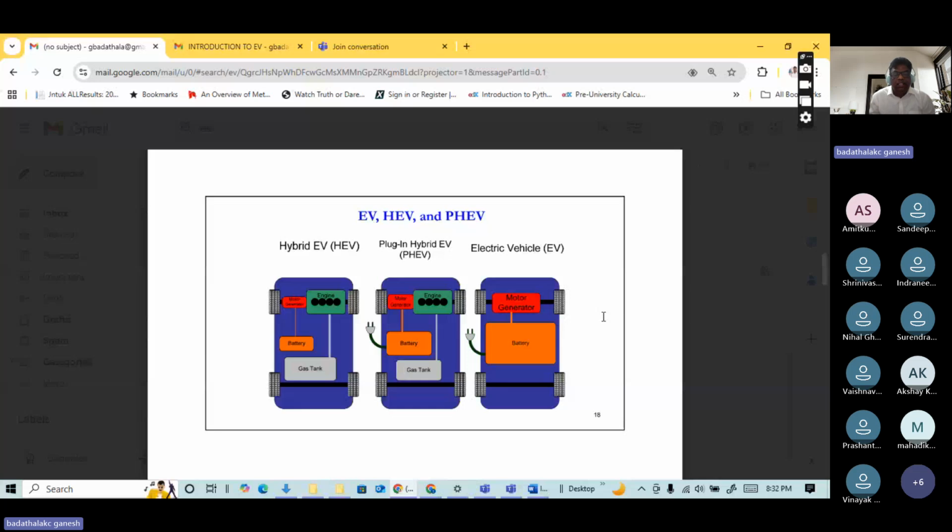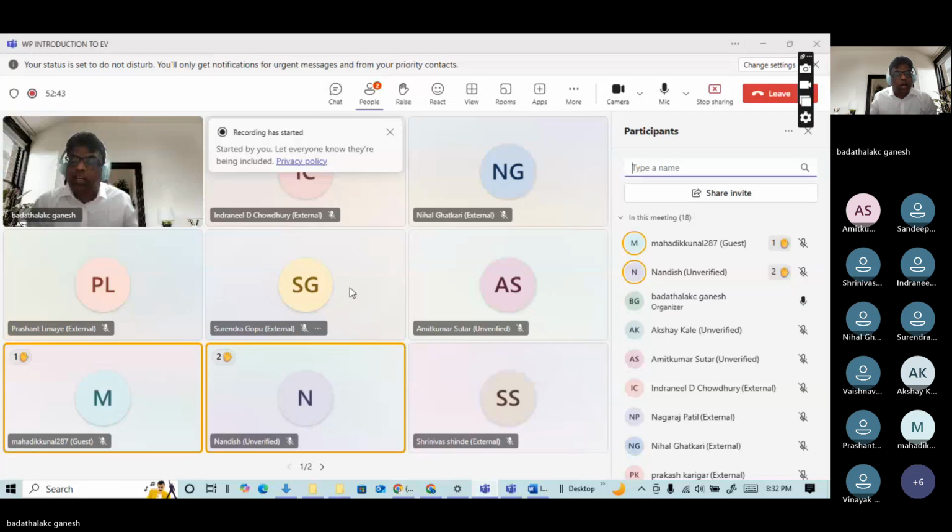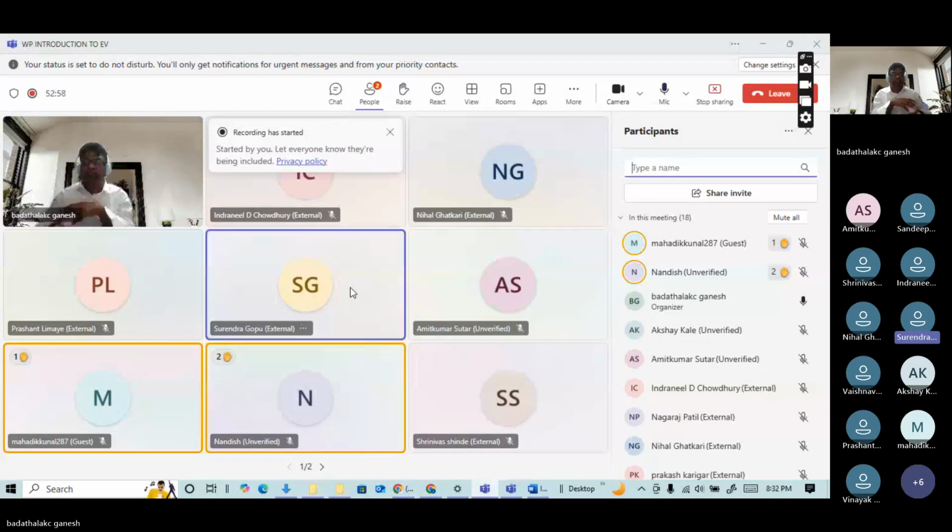Now, my dear friends, I want to ask you one important question. How did these electric vehicles make a comeback? What is the main reason behind that? Anybody can unmute and tell me. What is the main reason for this? What is the game changer?